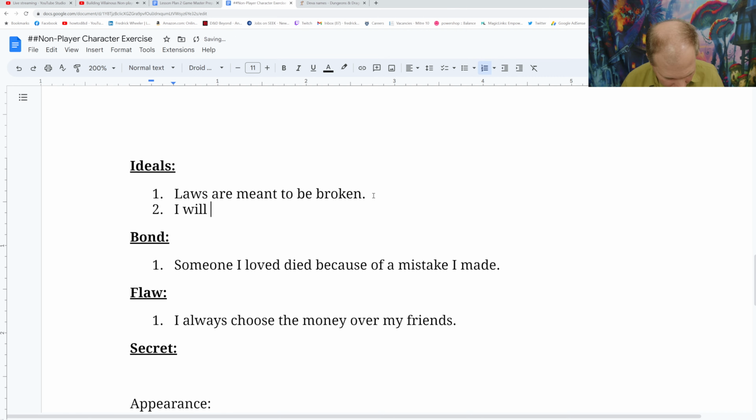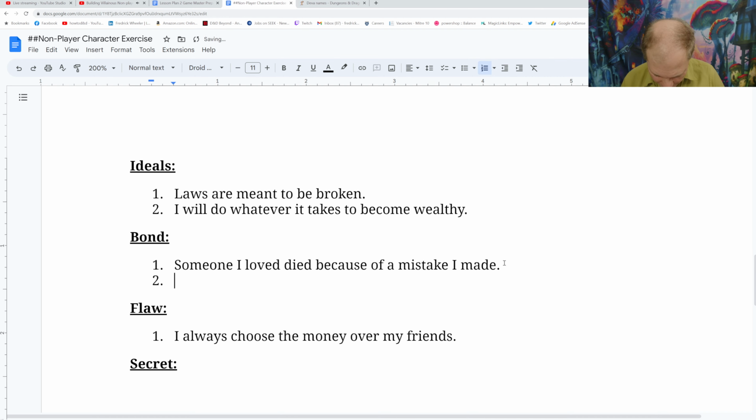I will do whatever it takes to become wealthy. And that sort of fits in with the laws are meant to be broken. So that doesn't sort of branch off too far from that. So that works out all right.